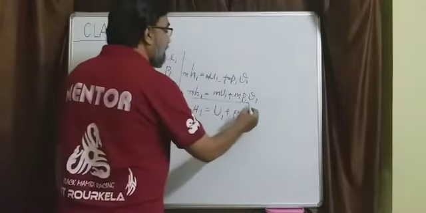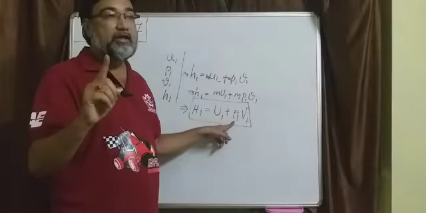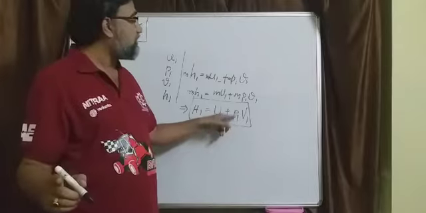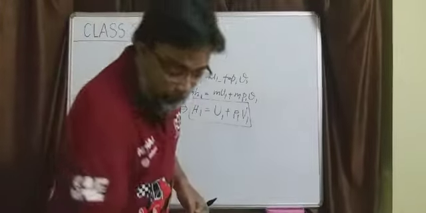Here you can mark one thing, that I didn't write capital P. I didn't write capital P because P is an intensive property. It is not depending on the mass of the gas. So it is P1 V1 as the extensive property. So this is how you have to take enthalpy.